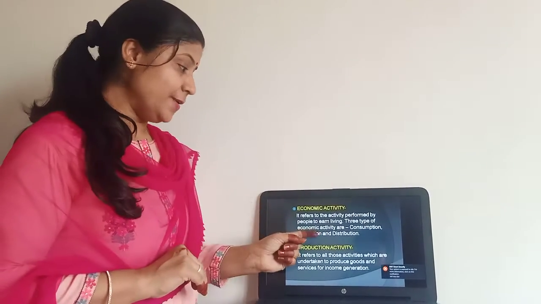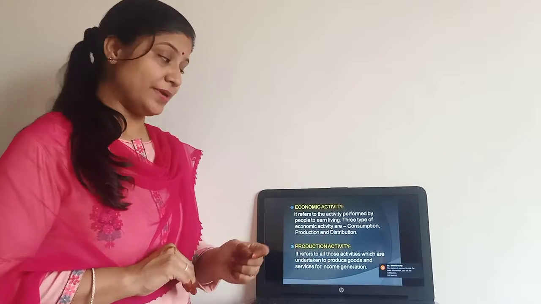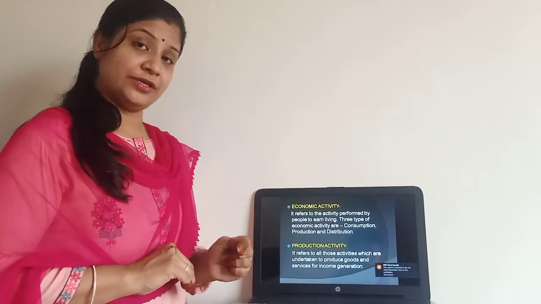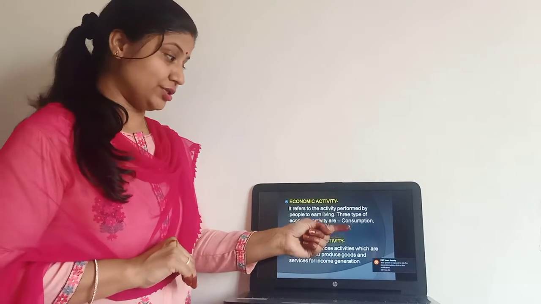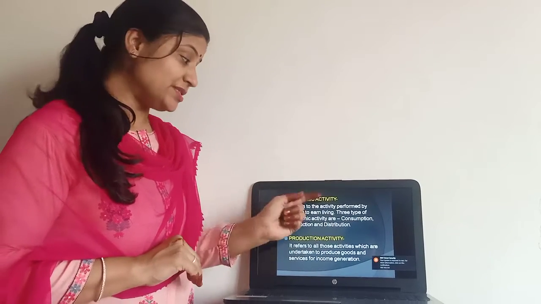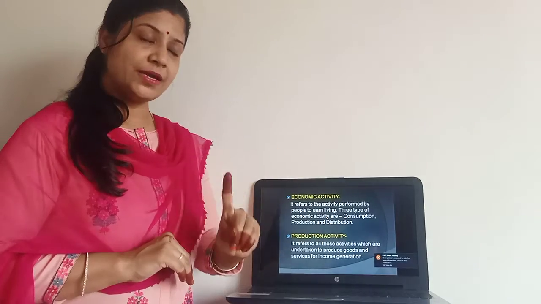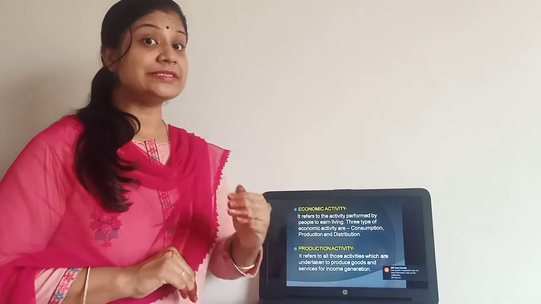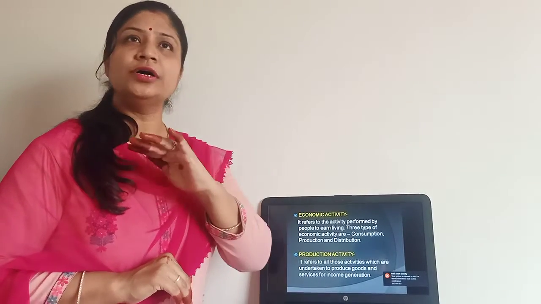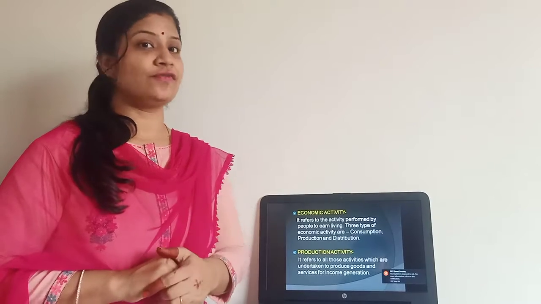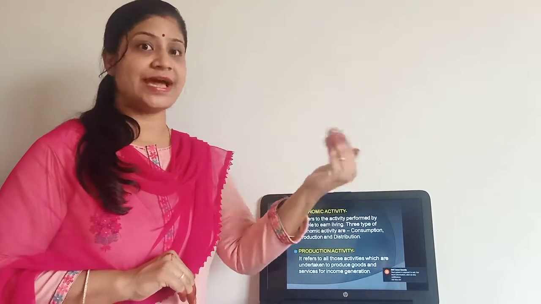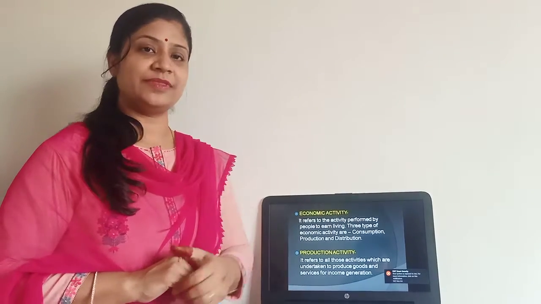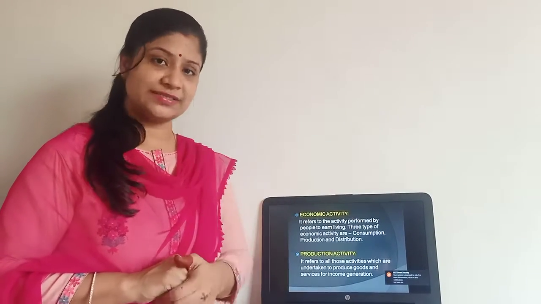But let us see what the types of economic activity are. There are three types of economic activity: consumption, production and distribution. Now why does consumption come under economic activity? Because consumption is the starting point of economic activity of all human beings. For example, when a person has a desire to achieve something or wants to consume something, then she will take an action.